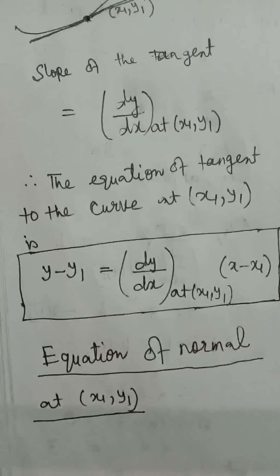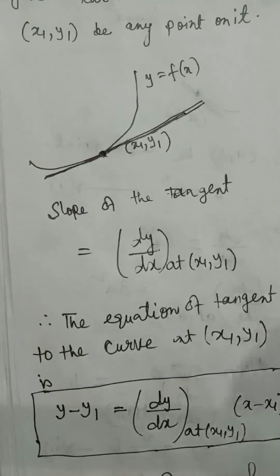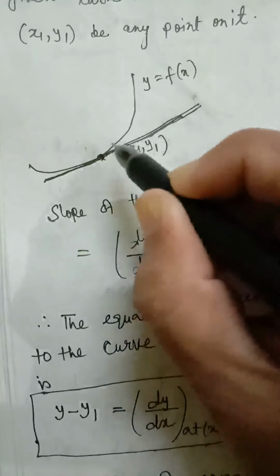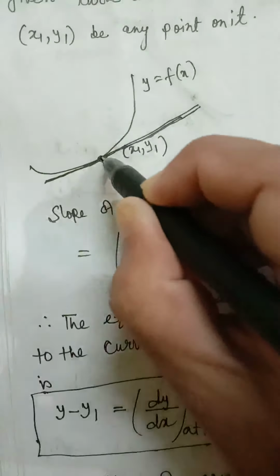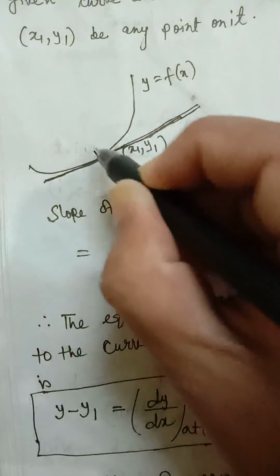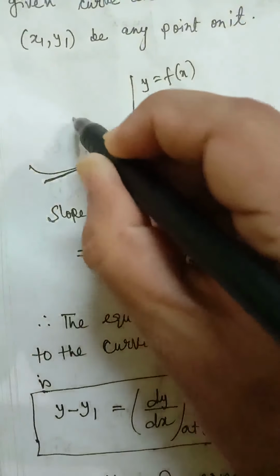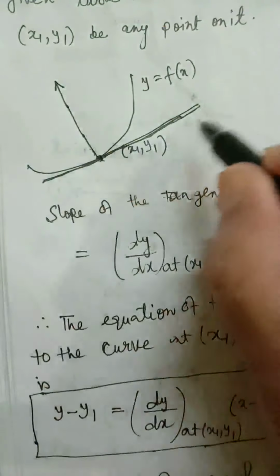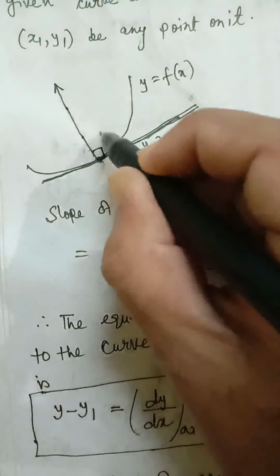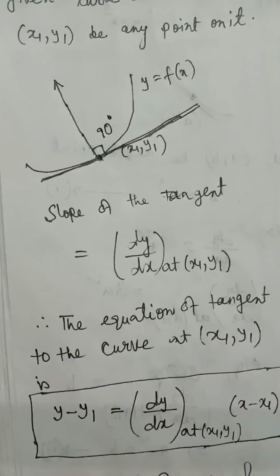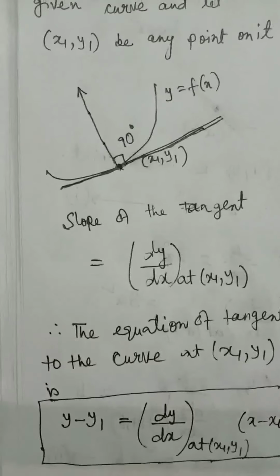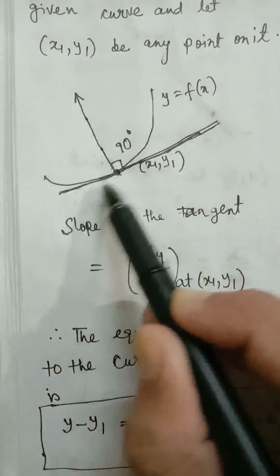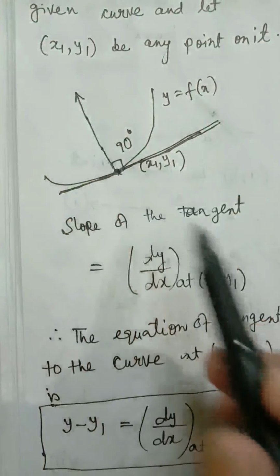Now the equation of normal at the point (x1, y1). Here you can see this line is tangent to the curve at (x1, y1). Now at the point (x1, y1), if we draw a line which is perpendicular to the tangent, suppose this line is perpendicular to the tangent at this point, this angle is 90 degrees, then this line will be called the normal to the curve. This is the tangent to the curve, this is the normal to the curve.